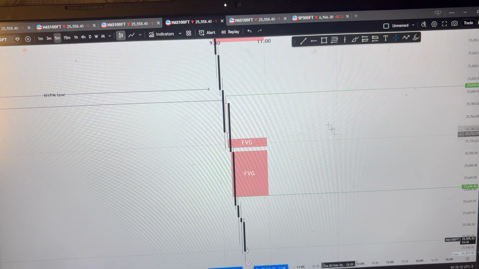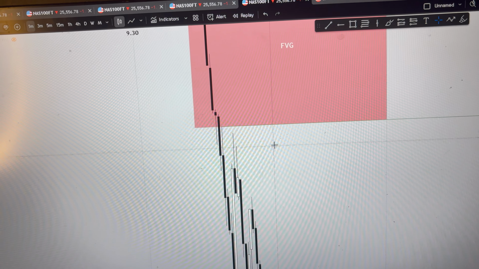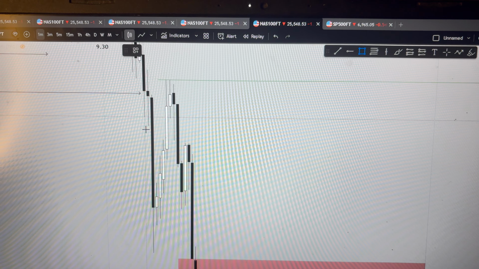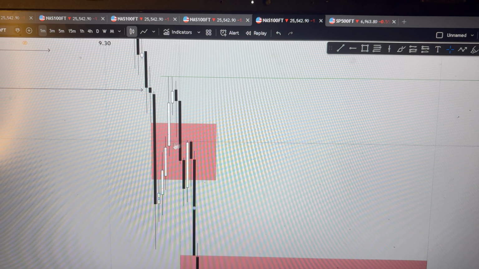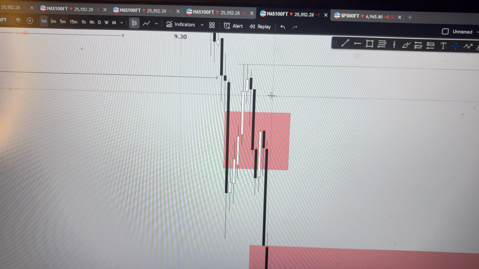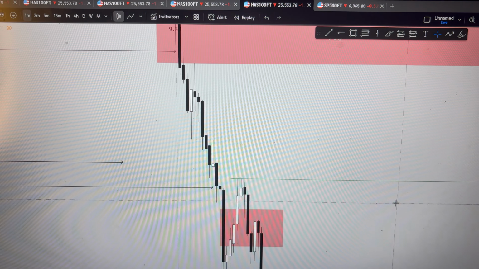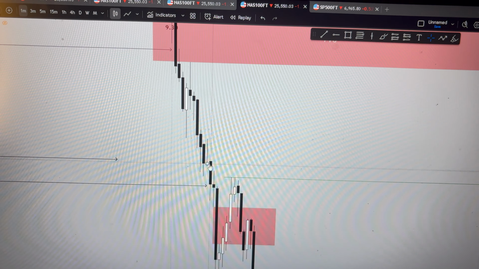There was one setup that was formed around this area. Yes, this was the gap which got inversed and then many people longed here. So why didn't I take this setup? Because we are not in a very nice structure.